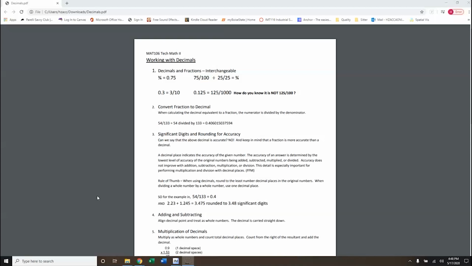Construction probably likely sees more fraction sorts of dimensions than we do in, say, manufacturing, but we all run across both of them. So let's talk about decimal numbers for a little bit. So decimal numbers are actually fractions and they are interchangeable. So to get from a fraction to a decimal, we simply divide the top by the bottom. So we see I have 3/4 is equal to 0.75, and the way we can get that is to simply divide 3 by 4.